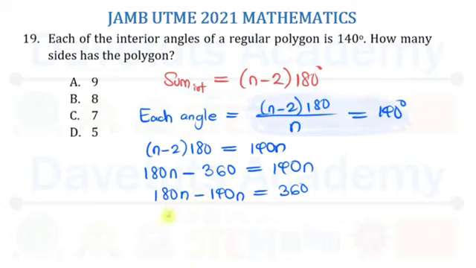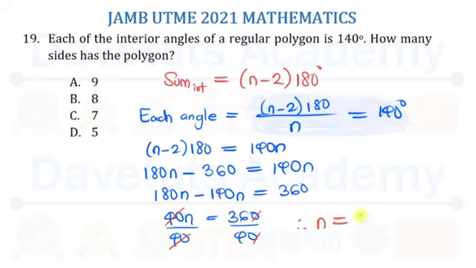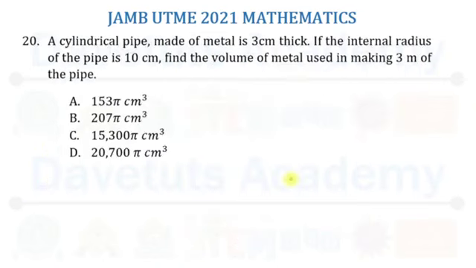So 180 minus 140, we have that as 40n is 360, and to get n, you can just divide by 40, and here on the left hand side, 40 will cut out, then n will be 36 over 4, and that is 9. So looking at the options, you can see option A is the correct one.